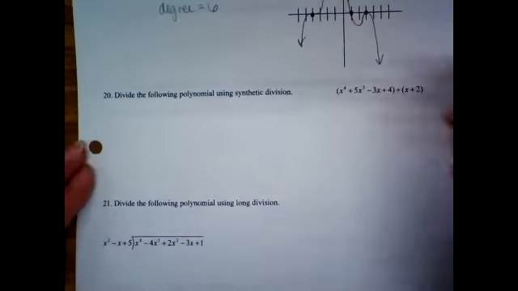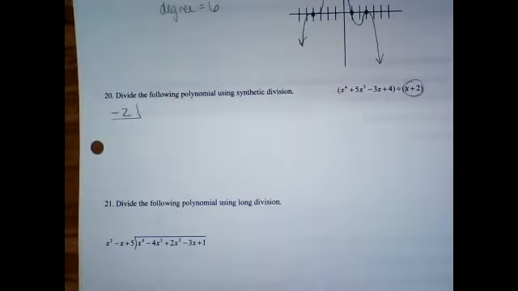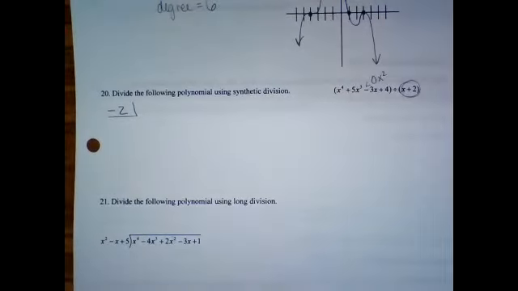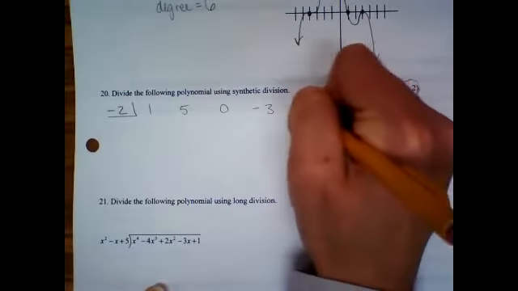All right, synthetic division. What's going to go in the little box? Good. -2 is the countdown in order. No. What are we missing? Squared. So your numbers will be 1, 5, 0, -3, 4.